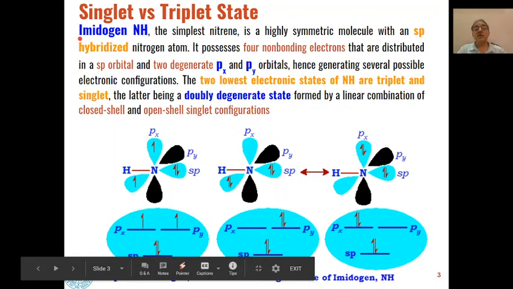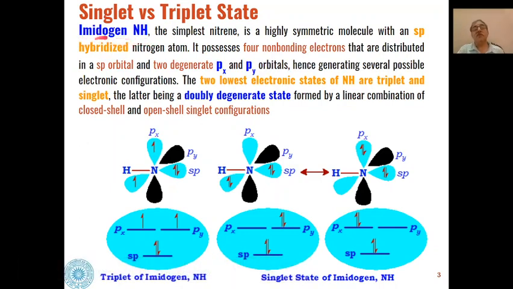The most common one, that is unsubstituted nitrene, is amidogen, where nitrogen is attached to a hydrogen. So this is the simplest nitrene, and because of only these two groups, nitrogen and hydrogen, this is a highly symmetric molecule, and hybridization is sp hybridization.